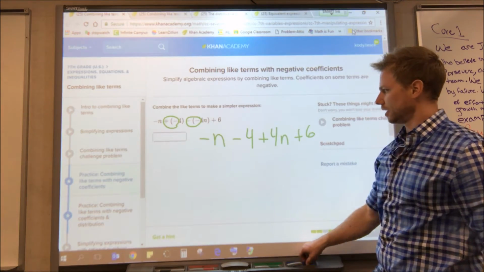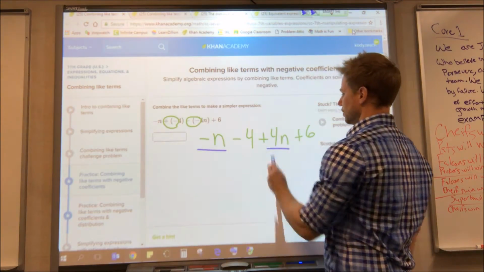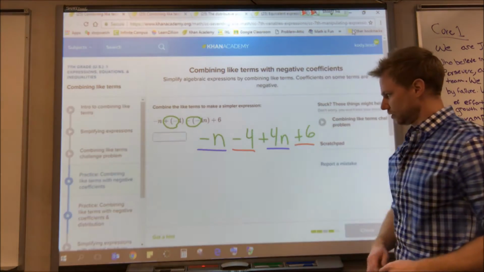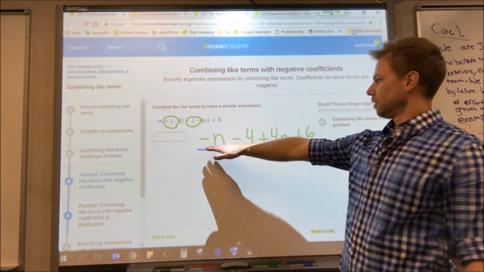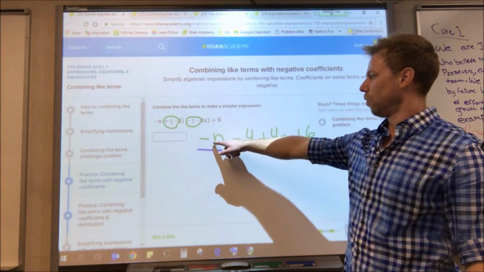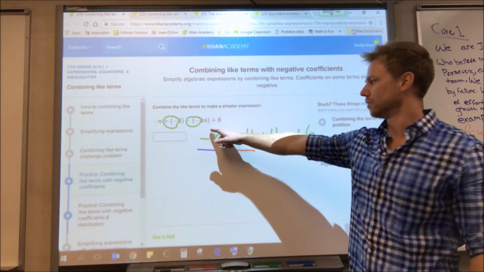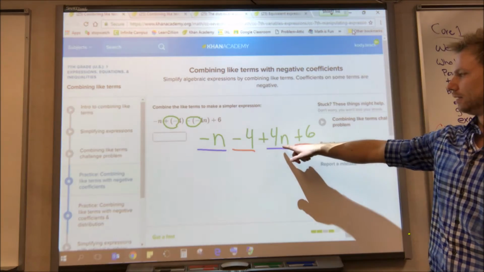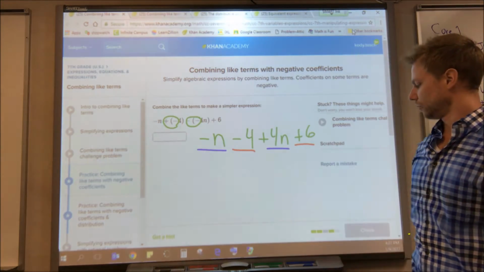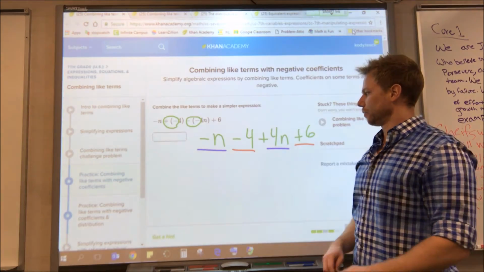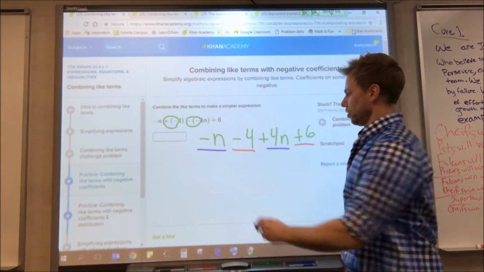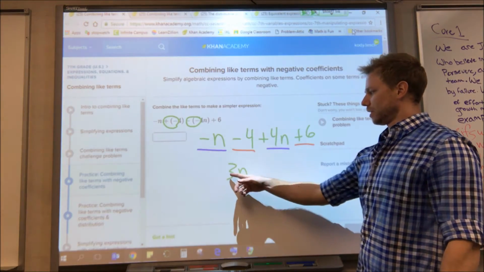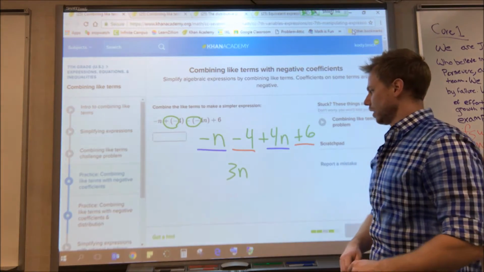Now we can identify our like terms. We have a negative n, a positive 4n. We have a negative 4 and a positive 6. Combine those. In front of this n is an invisible 1. If there's ever no number there, there's an invisible 1. So we have negative 1n. We have 4n. They're unlike signs, so we subtract and keep the sign of the bigger number. So 4 minus 1 is 3. Put our n on there. Bigger number is 4, its sign is positive, so it stays a positive 3n.